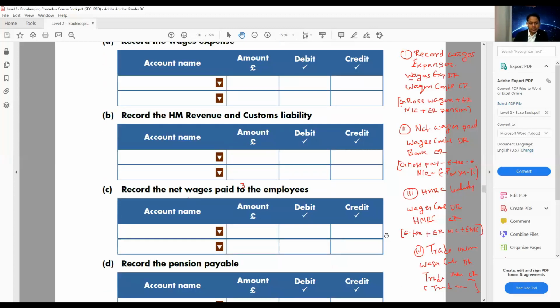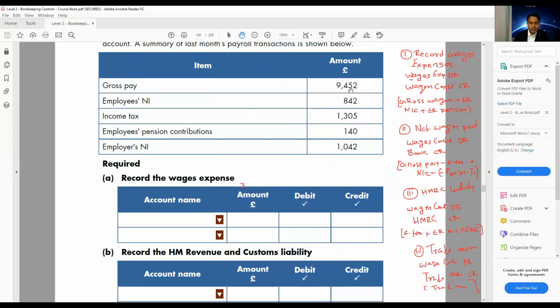So how much will be the figure here? Let's get the figure. Gross pay 9452 minus 842 minus 1305 and minus 140. How much is it? So let's get the figure first. 9452 minus 842 minus 1305 minus 140. 7165. Okay, thank you, Aya.